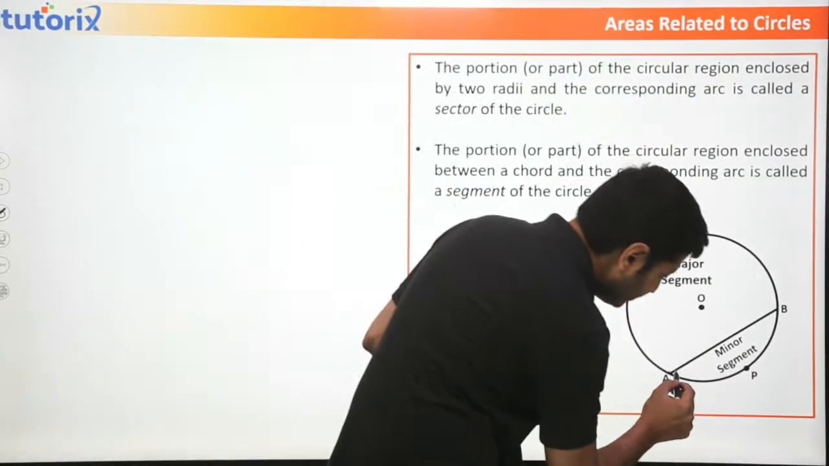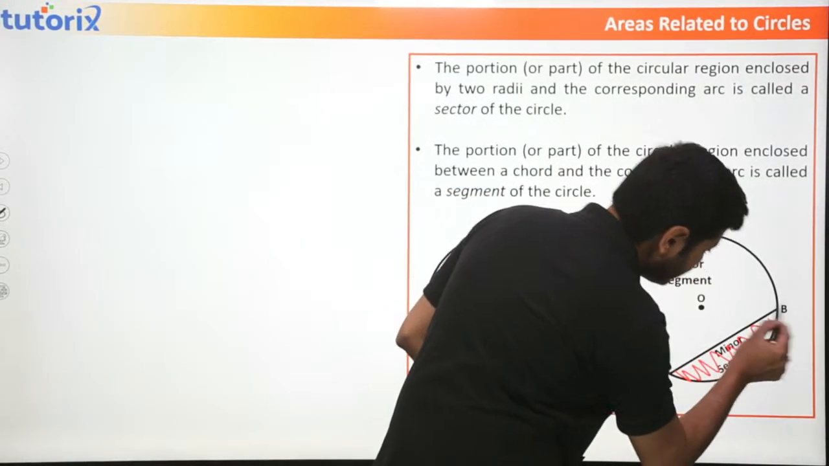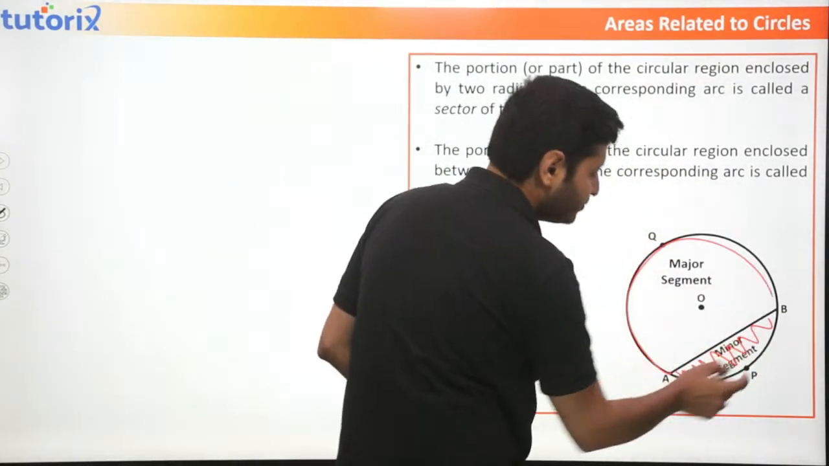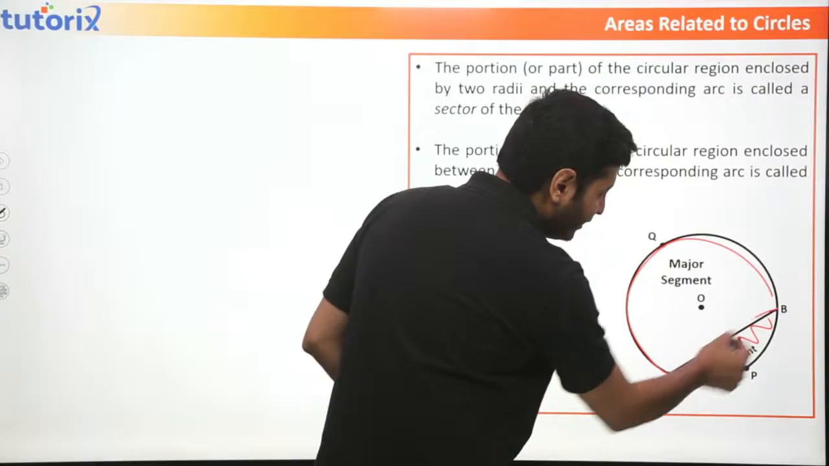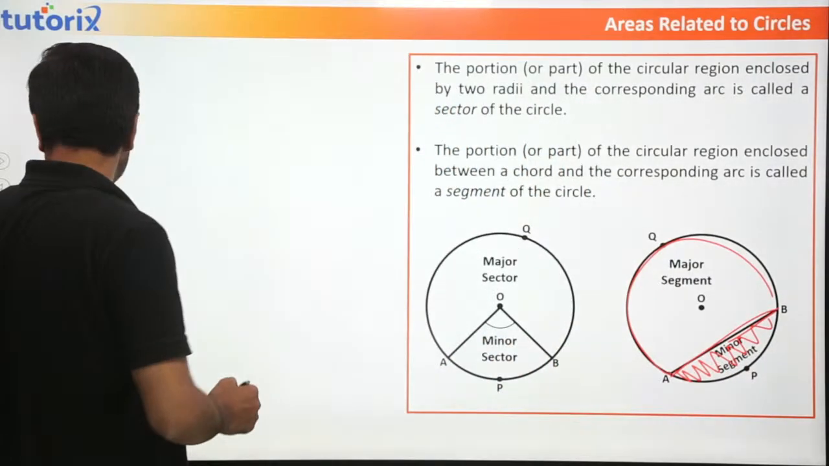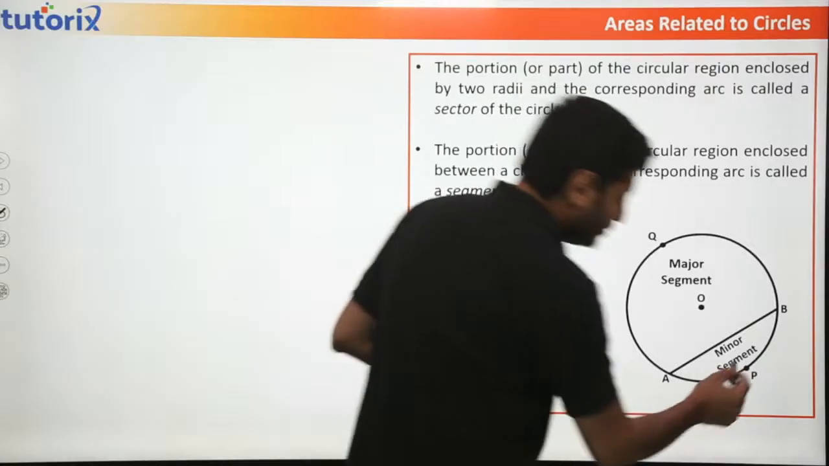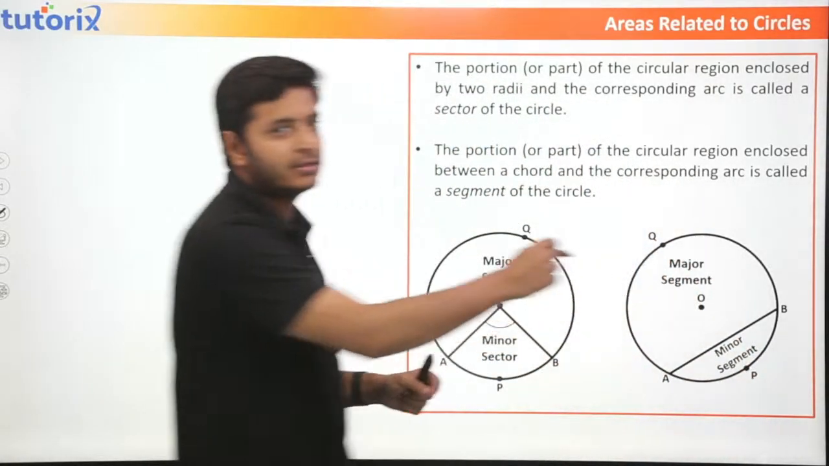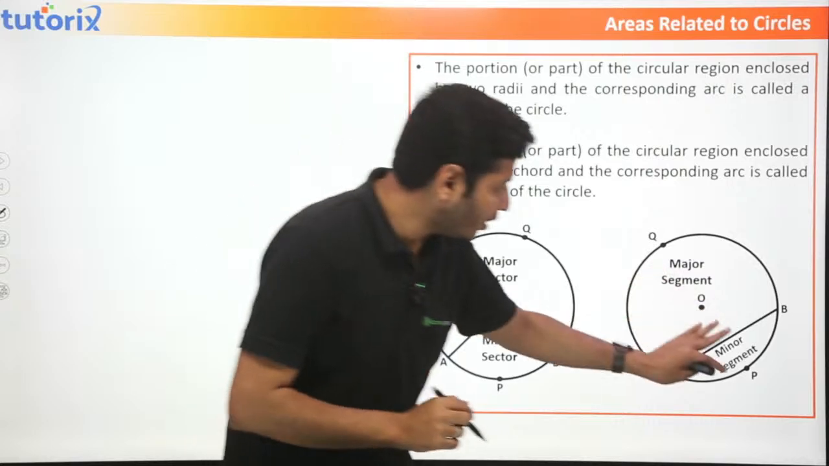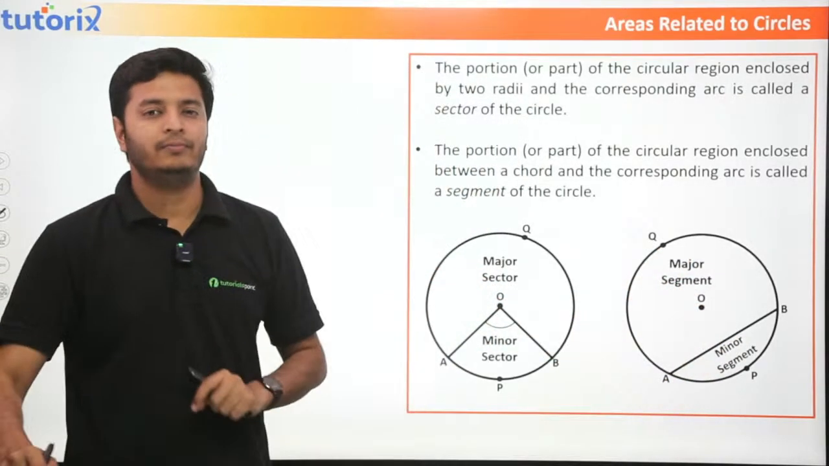So the area enclosed between these two is a segment, but this one is also a segment, because by definition this is also area enclosed between a chord and an arc. This is also a segment, but this is the minor segment, this is the major segment, right? So we are going to understand how to find the area of this one also.